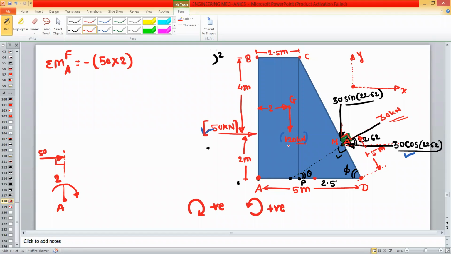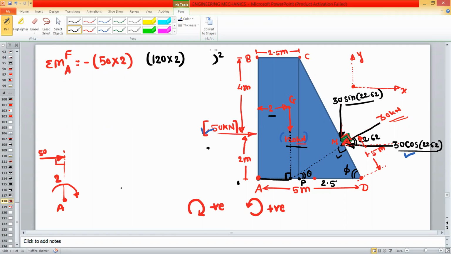Consider second force. That is 120. So this 120, its perpendicular distance with respect to point A. So if I extend this line of action, so line of action means what? It is an imaginary line passing through the force. So this distance will be perpendicular distance. Okay. So it is given directly as a 2 meter. So force is 120, distance is 2 meter. So moment will be 120 into 2. Now we have to decide whether it is clockwise or anti-clockwise.